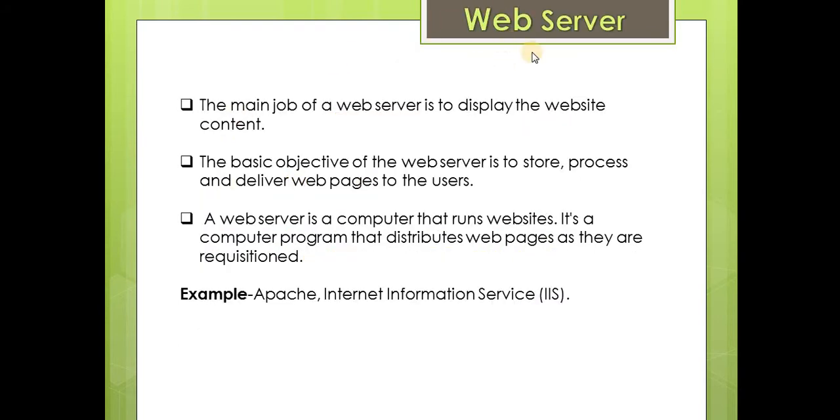Next topic is web server. So the main job of a web server is to display the website content. The objective of a web server is to store, process, and deliver web pages to the users. A web server is a computer that runs all the websites, and it's a computer program that distributes web pages as they are requested. Examples of web servers are Apache, Internet Information Services, IIS, and many more.